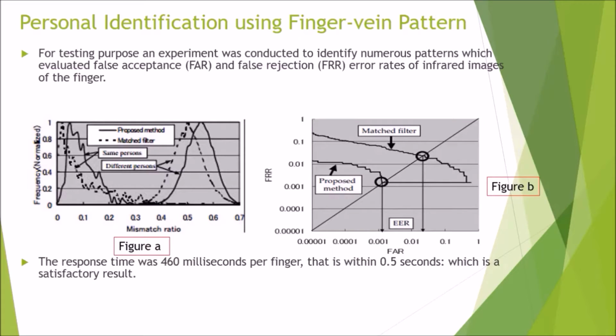The average time for feature extraction was 450 milliseconds, and that for matching was 10 milliseconds. That is, the total time for identification was 460 milliseconds per finger. The response time was thus within 0.5 seconds. In other words, the response time sufficiently satisfied the requirements for user convenience.